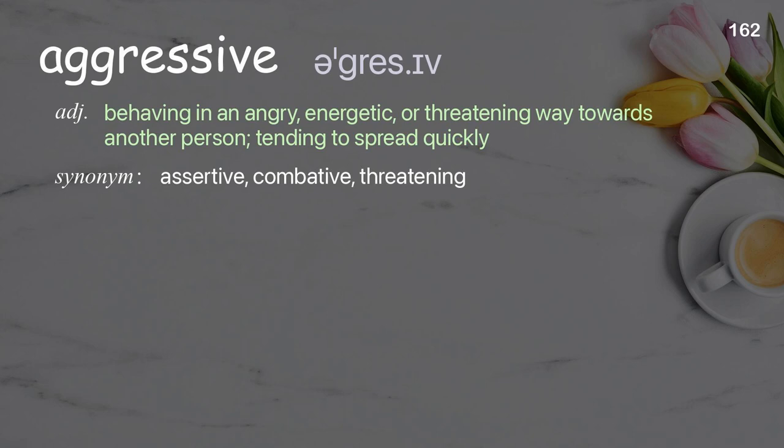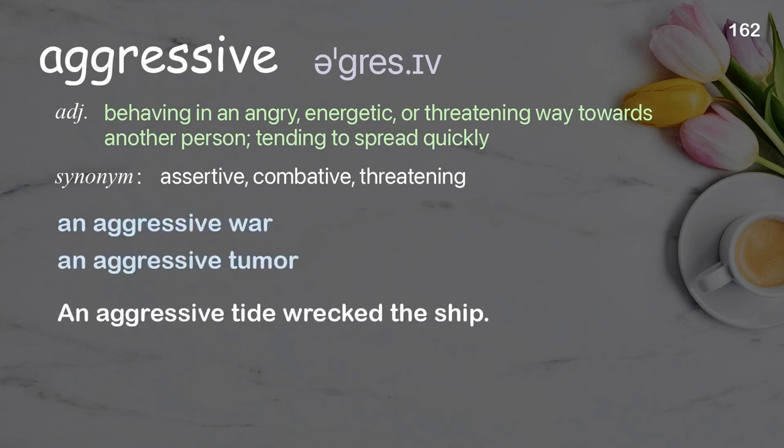Aggressive. Behaving in an angry, energetic, or threatening way towards another person, tending to spread quickly. Examples: an aggressive war. An aggressive tumor. An aggressive tide wrecked the ship.